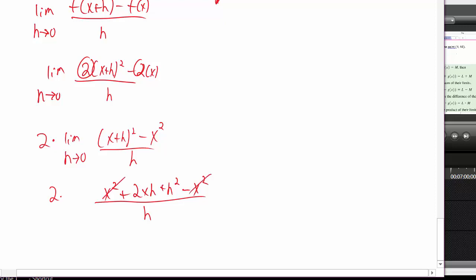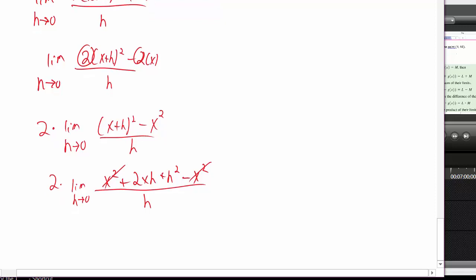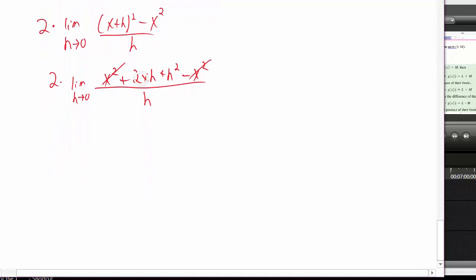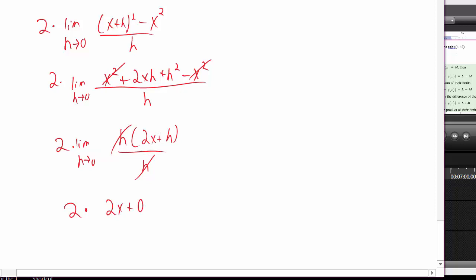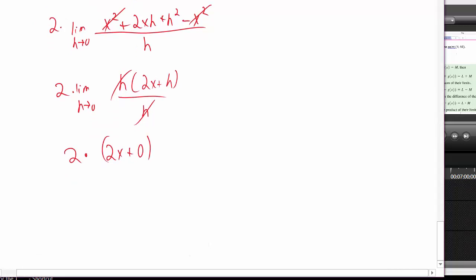Again, the x squareds are going to cancel out. Let me bring my limit along, because I still haven't substituted, so I haven't taken the limit just yet. Then we can factor out an h. It's 2 times the limit as h approaches 0 of, I'm going to factor the h out of the numerator, 2x plus h, over h. These cancel out. Now we can substitute in 0. So it's 2 times 2x plus 0. That's just 2 times 2x, which is 4x.